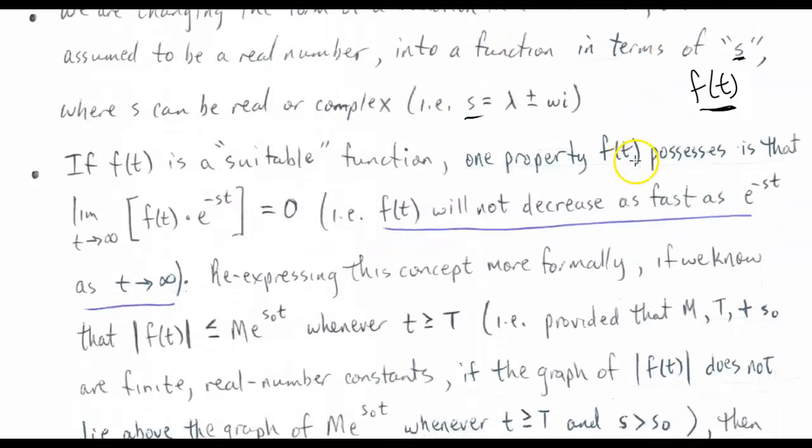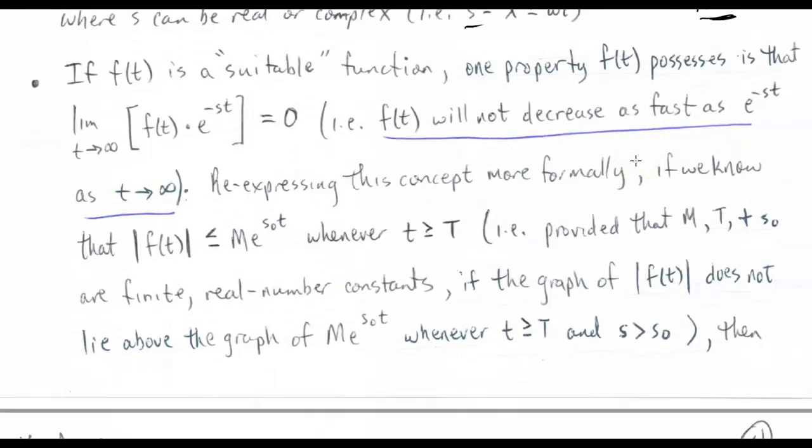Now, when we talk about what is a suitable function, to put it very simply, what we're saying here is that we want the product of our e raised to the minus st and whatever our function f of t is going to be, the behavior of it as t approaches infinity, it should be going to 0. So basically what we're saying is that when I combine f of t and e raised to the negative st, it is going to end up being a function where the behavior of it is basically approaching the x-axis, or the t-axis in this case, as t goes to infinity. Another way to translate that is to say that our f of t will not decrease as fast as our decreasing exponential function e raised to the minus st as t approaches infinity. So that's one way to say it.